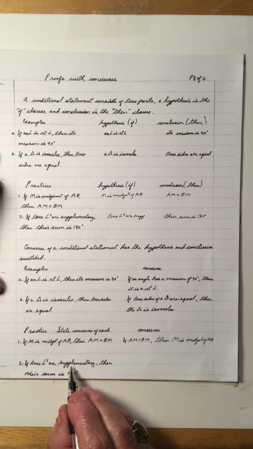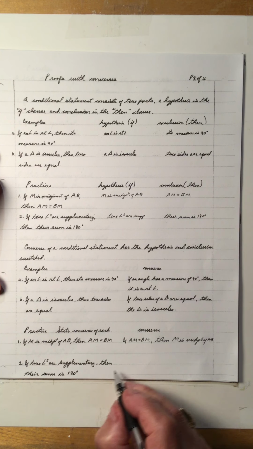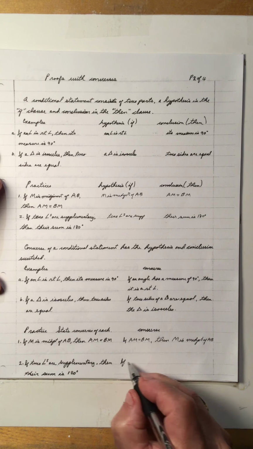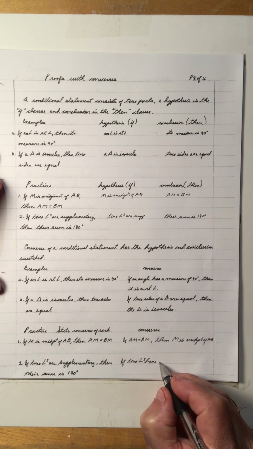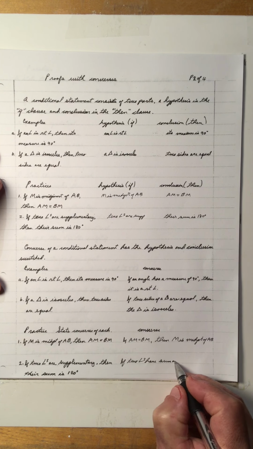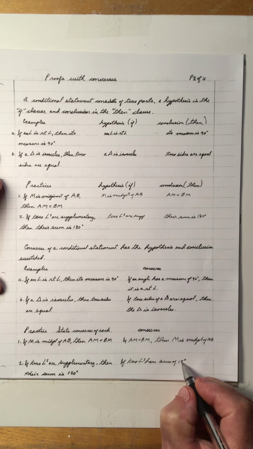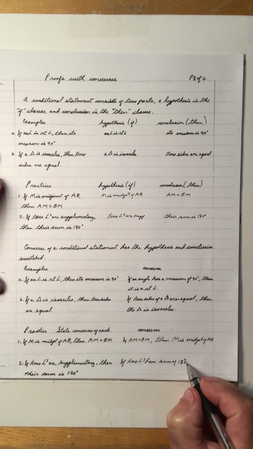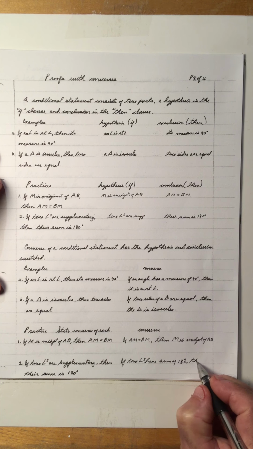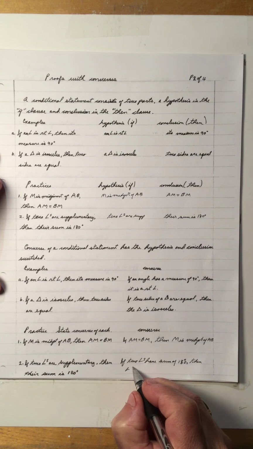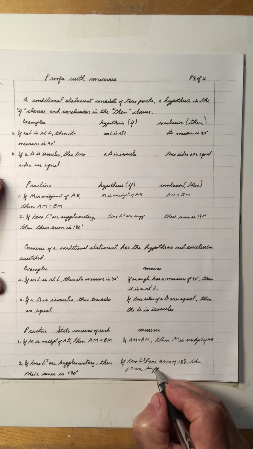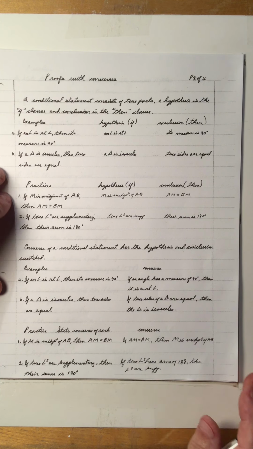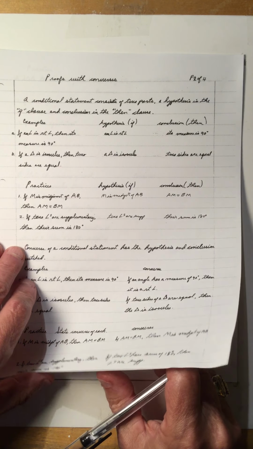If two angles are supplementary, then their sum is 180. The converse: if two angles have a sum of 180 degrees, then the angles are supplementary. So notice the converse is switching the if-then clause around.